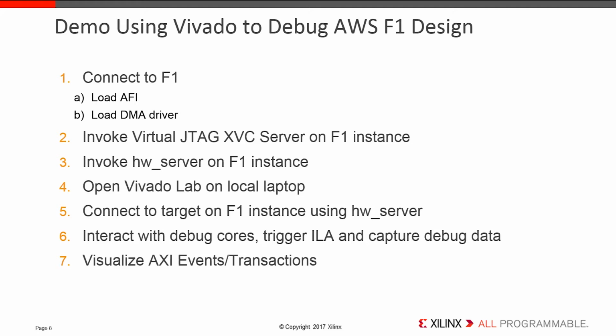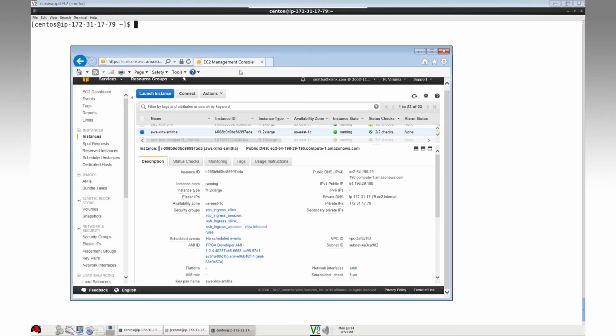I will then open Vivado Lab on my local laptop. I'll connect to the target on the F1 instance using the hardware server. I'll interact with the debug cores, trigger the ILA, and capture the debug data. I'll also visualize certain AXI events and transactions.